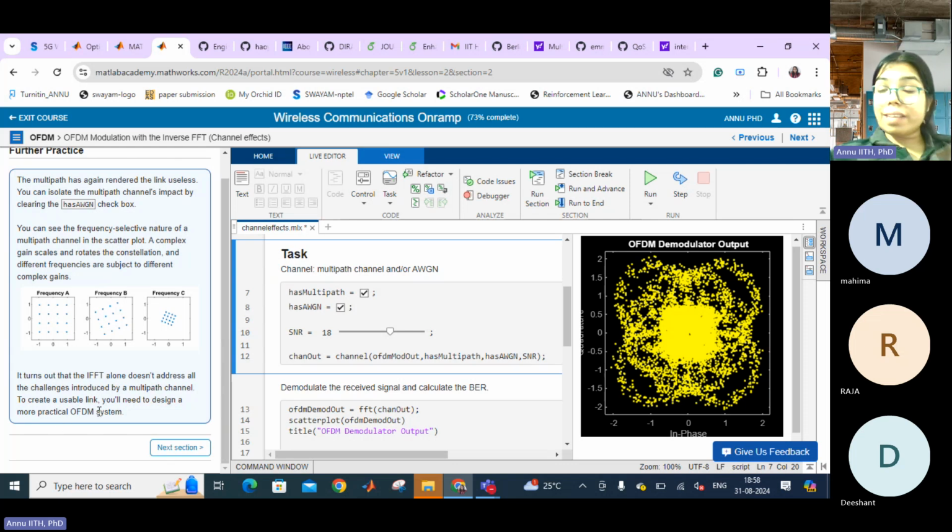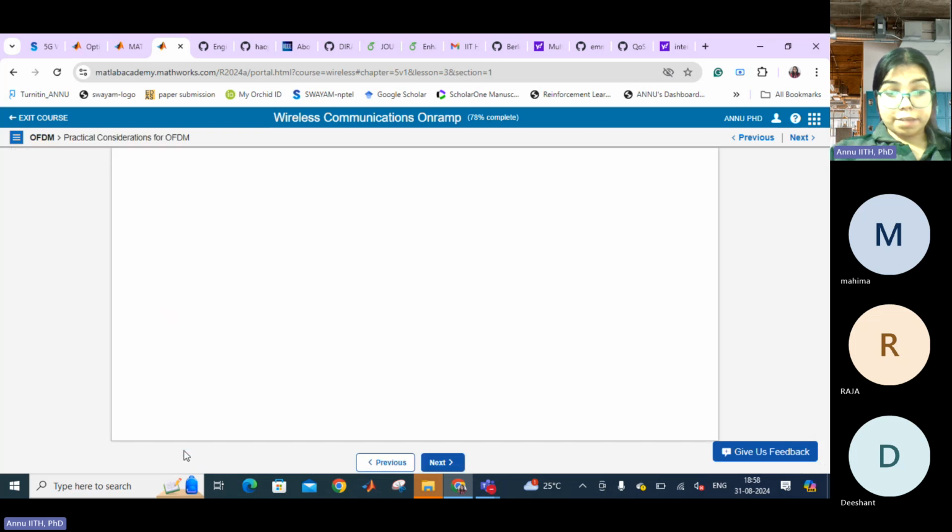So all that we have done is only adding IFT as a modulator and FFT as a demodulator. But again, lots of symbols are smeared into each other when we are considering a multipath channel as well as an AWGN channel. So we have to consider some more practical considerations in the design of OFDM. So let's see how we will design that.